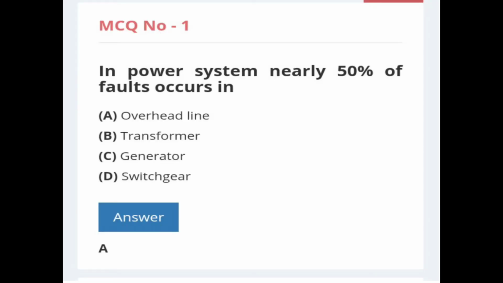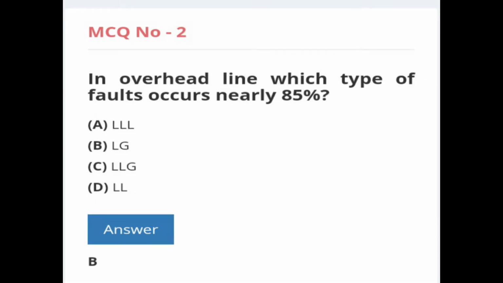First is, in power system, nearly 50% of faults occur in overhead line, transformer, generator, switchgear. So the correct answer is option A, overhead lines. Second question is, in overhead line, which type of fault occurs nearly 85%? LLL, LG, LLG, LL. So the correct answer is option B, LG.